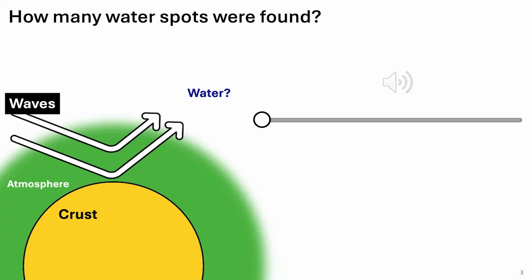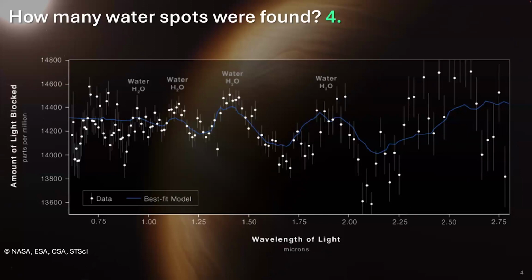So now I'm going to play a sonification that represents such light blockage observation of an exoplanet called WASP 96b, and let's guess how many water spots were detected from this exoplanet. The answer is 4. This is the original data, and the water spots here are noted as H2O.